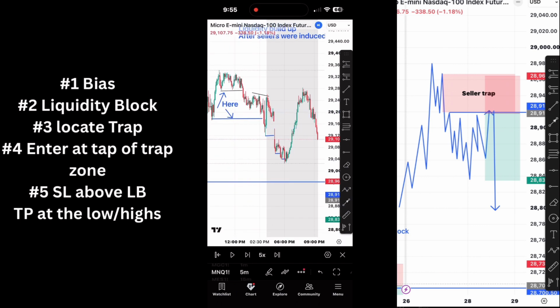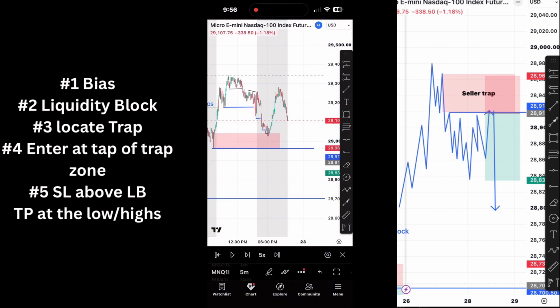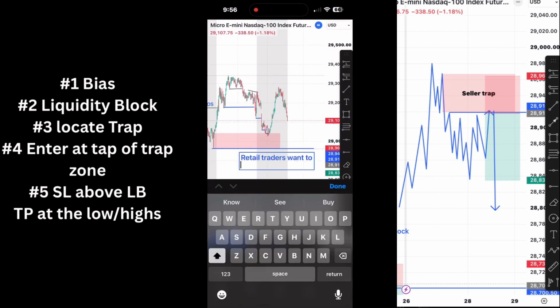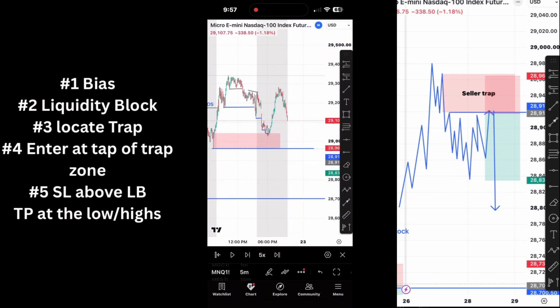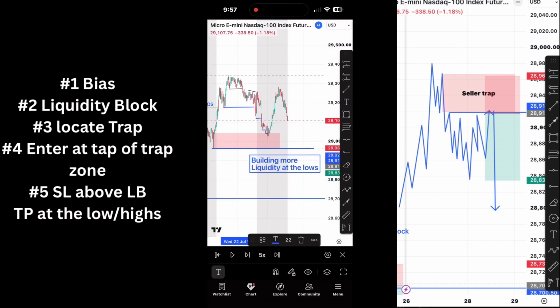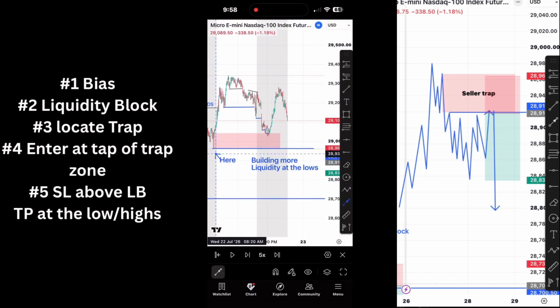So we have a place here where I'm showing sellers are being induced. After a breaker structure, of course, we will always have a pullback. Retail traders get in near the lows, stop losses near the lows, building more liquidity at those lows, which is giving us more of a reason to look to target the draw on liquidity here that is being formed.